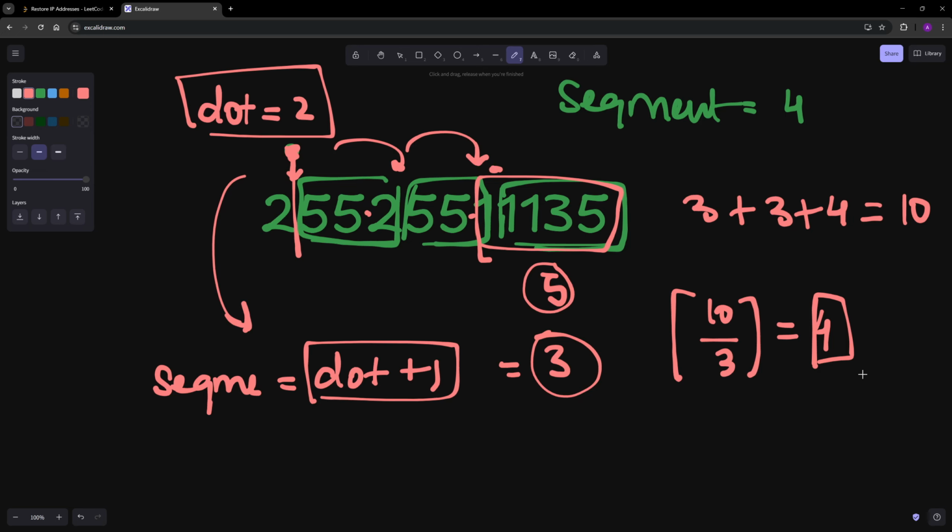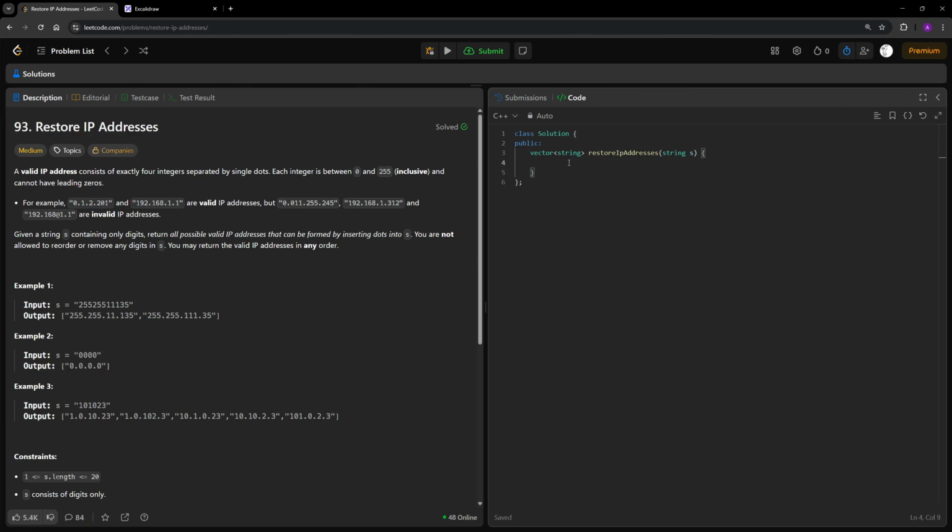So that's it, guys. That's all you needed to understand over here. Let me quickly start coding. The first thing is, what can the value of s.size be? If it is less than 4 and if the s.size is greater than 12, we are going to return an empty one. Okay. Otherwise we are going to do a recursion. I mean, recursion means we are going to find all the possibilities.